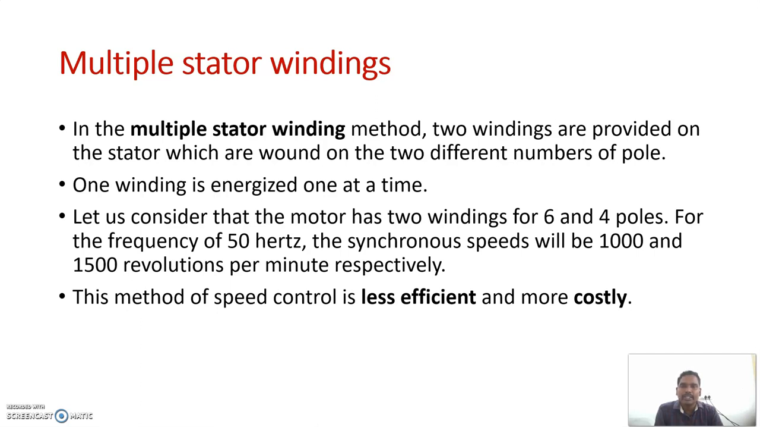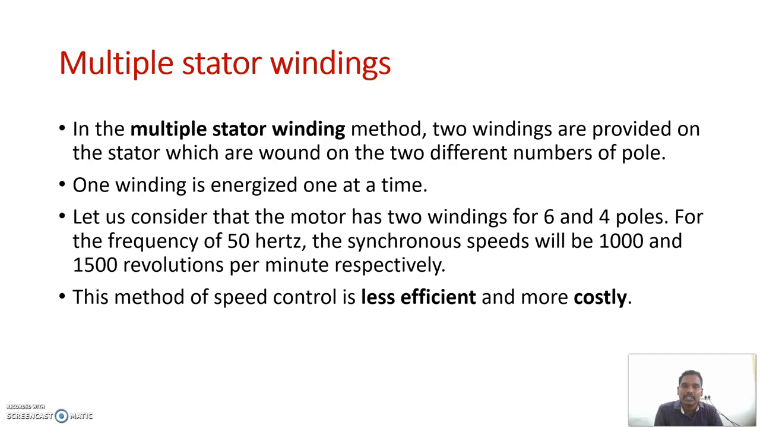In the multiple stator winding method, 2 windings are provided on the stator, wound for 2 different numbers of poles. One winding is energized at one time only. Let us consider the motor has 2 windings for 6-pole and 4-pole. For a frequency of 50 Hz, the speed of the machine for 6-pole is 1000 RPM and for 4-pole 1500 RPM. Very basic formula: Ns is equal to 120 f by P. This method is less efficient and more costly.